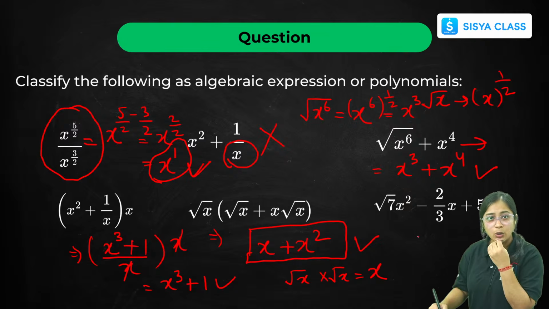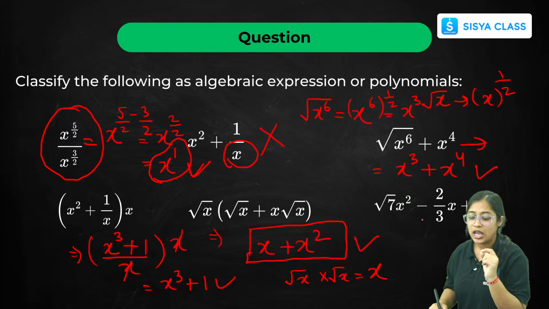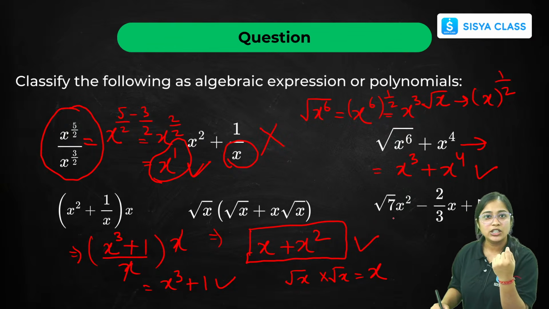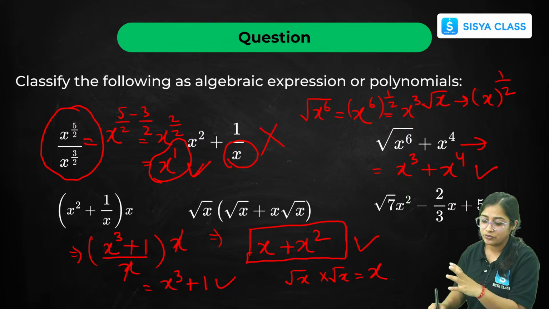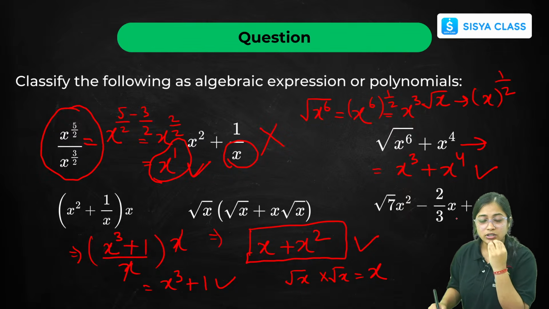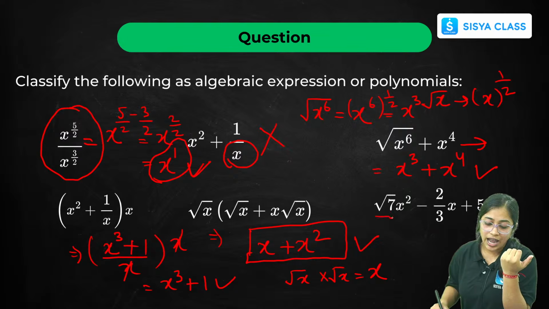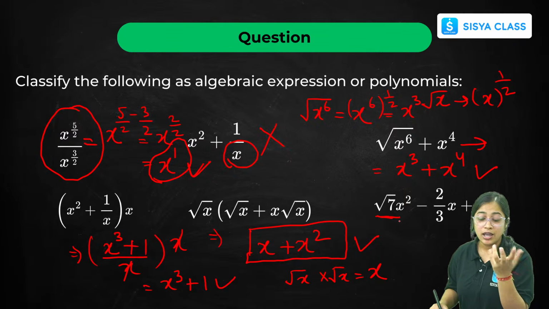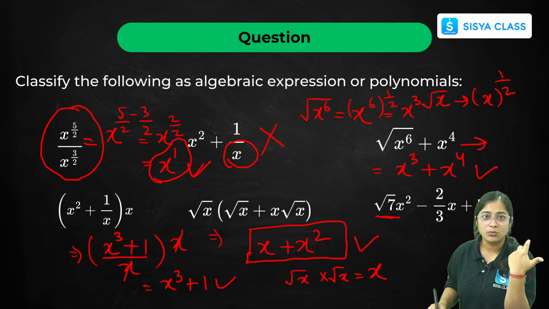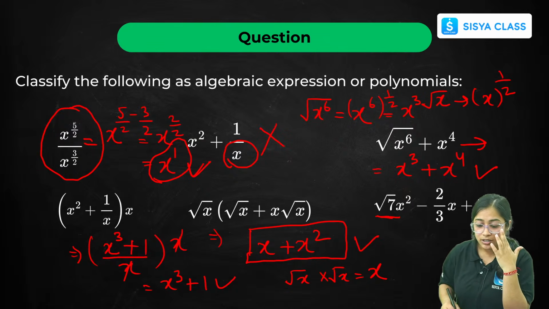Okay, now let's see this last one. So in the last one, you have under root 7x square minus 2 upon 3x plus 5, right? So here you can say that we have this under root 7, right? But a half power or fractional power is not allowed in a polynomial. So maybe this is not a polynomial, right? But no, this is a polynomial.